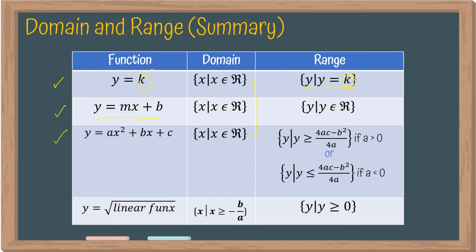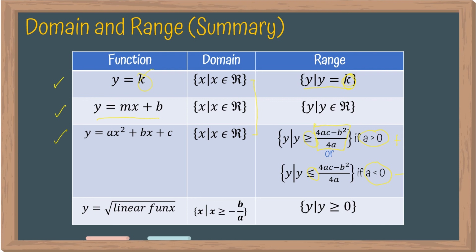For the third one, we have the quadratic function. Our range will depend on the value of a, whether it is positive or negative. So, we're going to make use of the greater than or equal to symbol or the less than or equal to symbol. And of course, the value needed for our range will be obtained by using this formula: 4ac minus b squared, all over 4a.